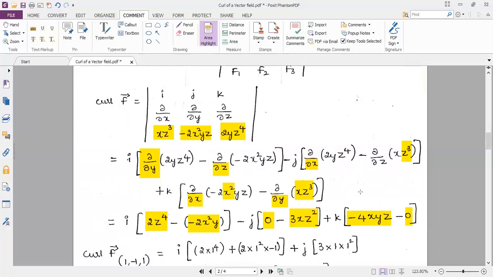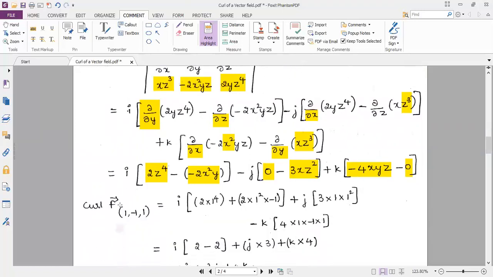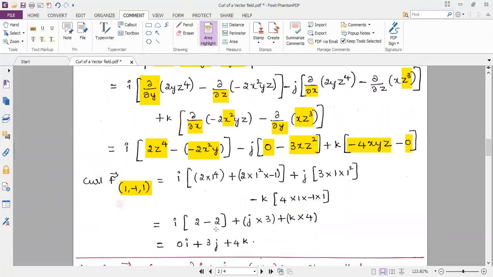Now we will obtain curl of vector f at the given point 1, minus 1, 1. That is substituting x is equal to 1, y is equal to minus 1 and z is equal to 1. In the previous step, we obtain on simplification 0i plus 3j plus 4k. This is the same as reading 3j plus 4k. So the required curl f at the given point 1, minus 1, 1 is 3j plus 4k.